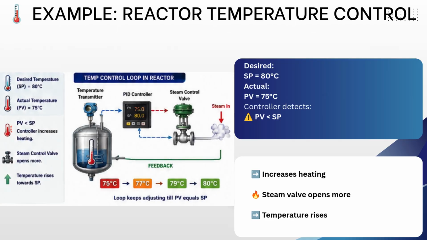Let's take a simple reactor temperature control example. Suppose the desired temperature is 80 degrees Celsius but the actual temperature falls to 75 degrees. The controller detects that the process temperature is below the set point and increases the heating demand. The steam control valve opens further, more heat is transferred, and the reactor temperature starts increasing toward the set point.